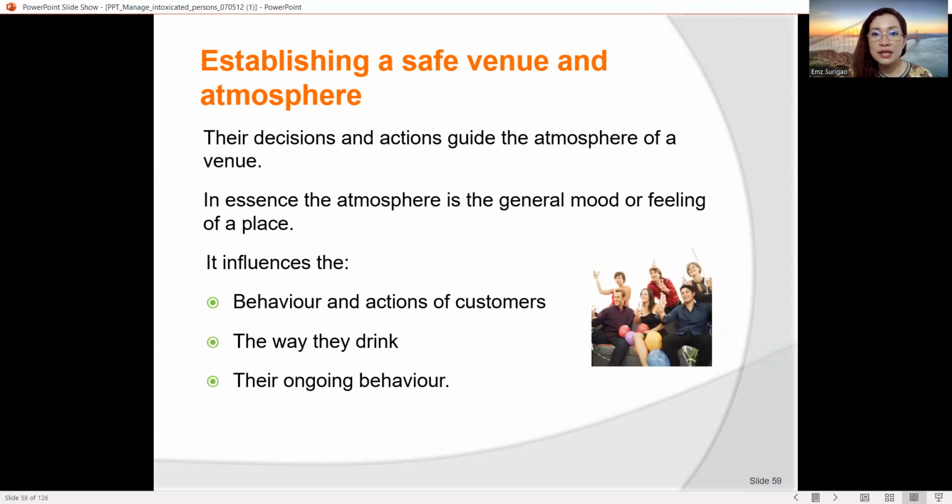So in establishing a safe venue and an atmosphere, their decisions and actions guide the atmosphere of the venue. In essence, the atmosphere is the general mood or feeling of a place. So it influences first the behavior and action of the customers, second, the way they drink, and third, their ongoing behavior.